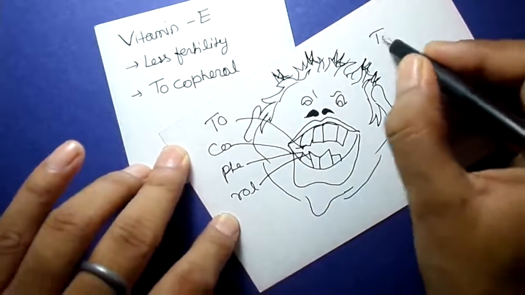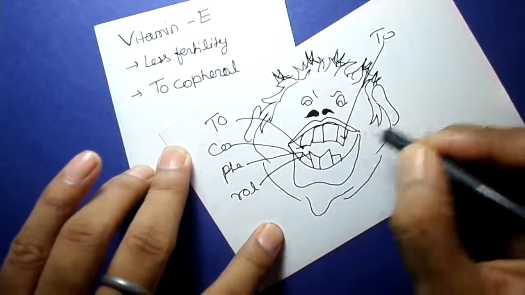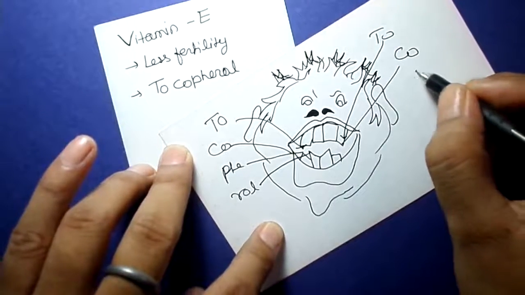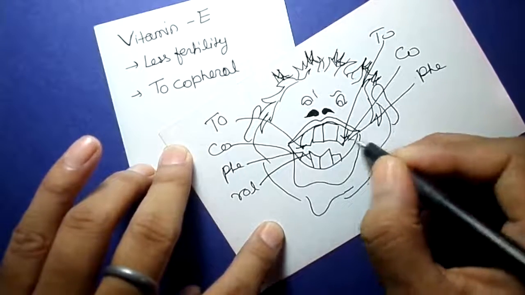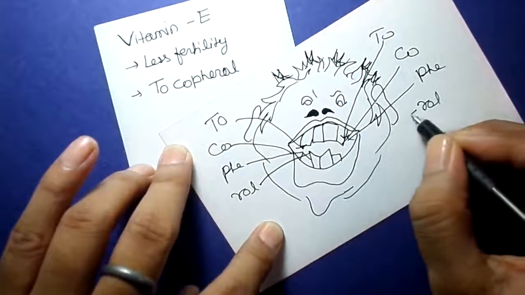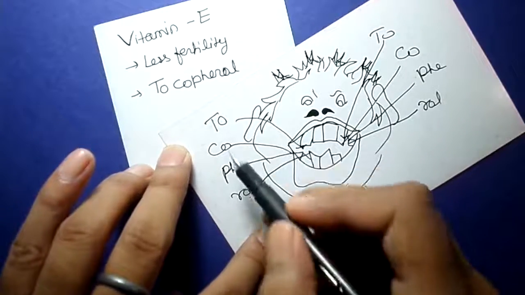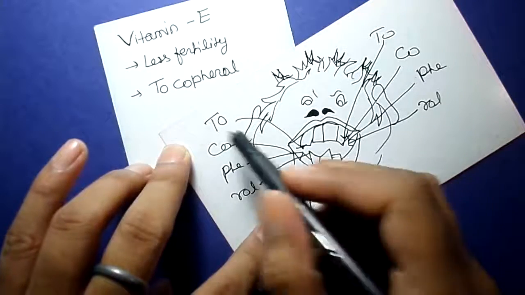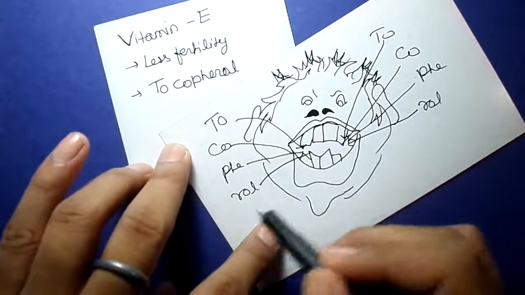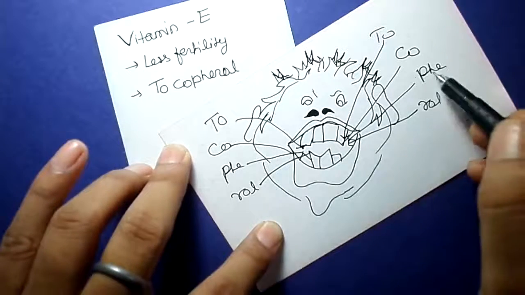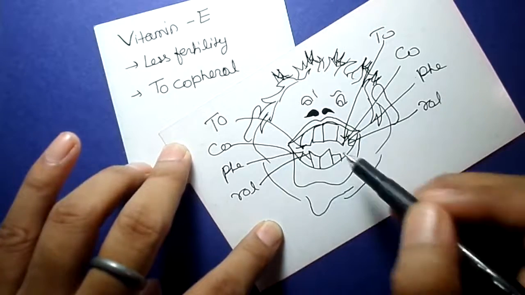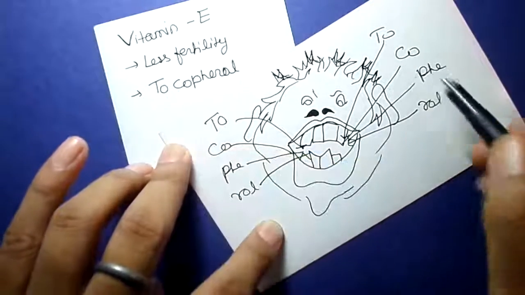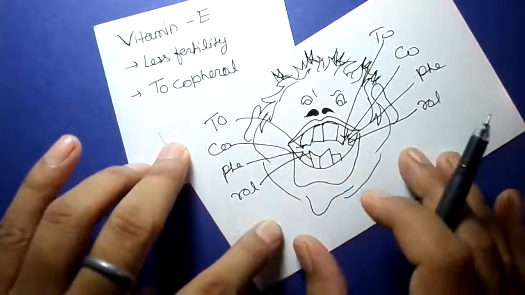Tocopherol. Some more: to, co, it's a pill name, fe, and rol. So we are giving him tocopherol. At first to, then co, then fe, then rol. We are memorizing it in this way: vitamin E, tocopherol. Thank you.